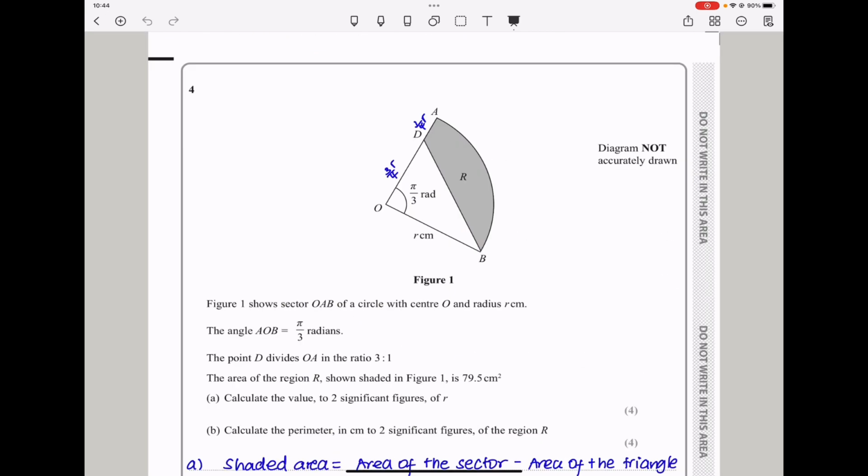Question 4. In question 4, we have a sector here, and we can see there is a triangle inside that sector.